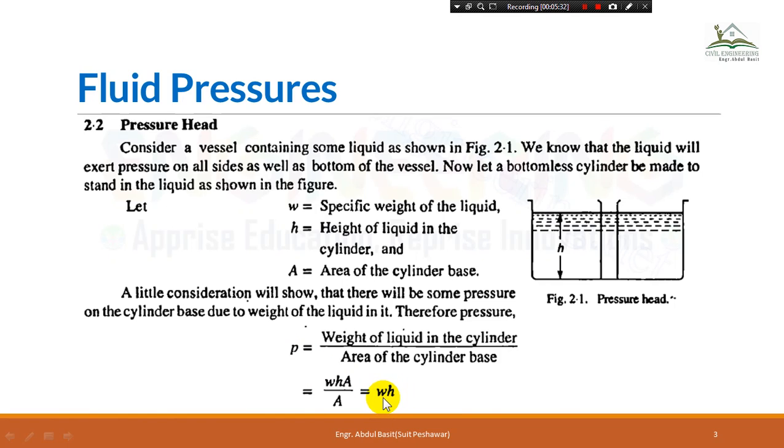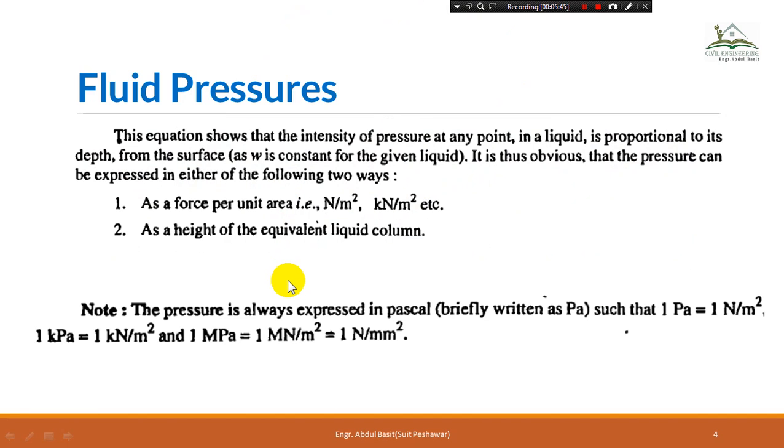So you can say that pressure is equal to unit weight into H, and this unit weight is actually the unit weight of this fluid, whether it is a liquid, oil or water or petrol, whatever that is. Okay, and the rest of the things are explained over here as well.